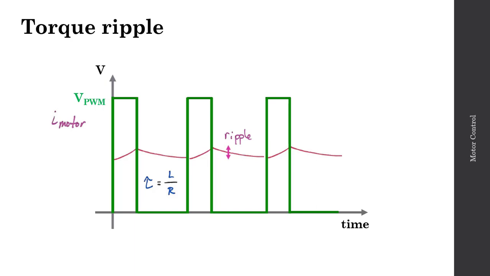So if we look at the current of the motor, we have some maximum and some minimum current. And recall then that the torque generated by the motor is going to be proportional to that motor current. So we're going to end up with some torque ripple that's proportional to this current ripple. One way we could account for this torque ripple would be to increase the frequency of our PWM signal.